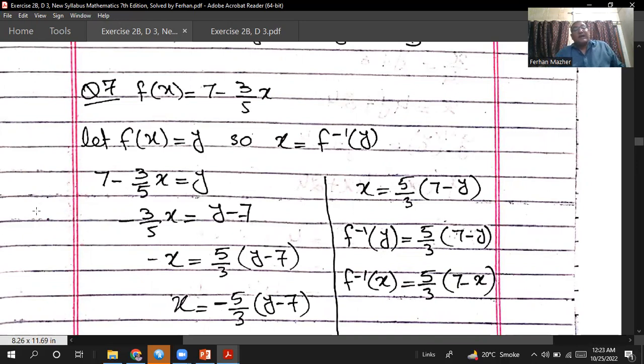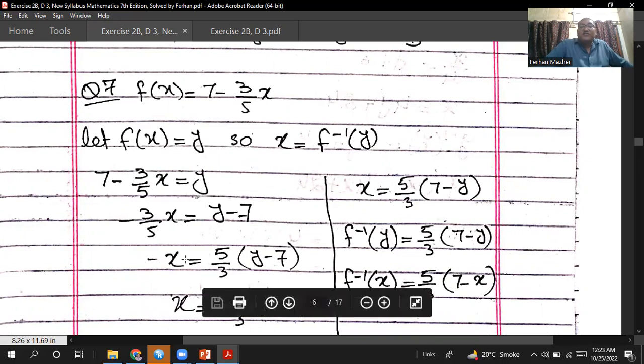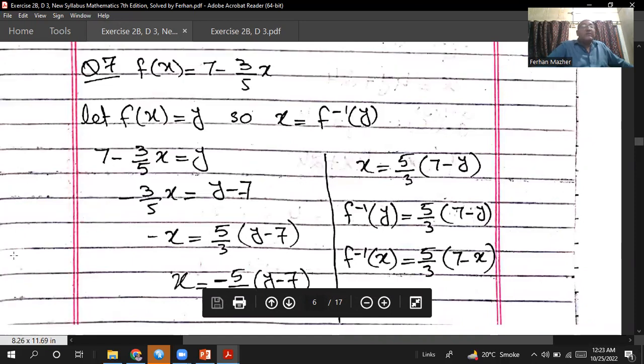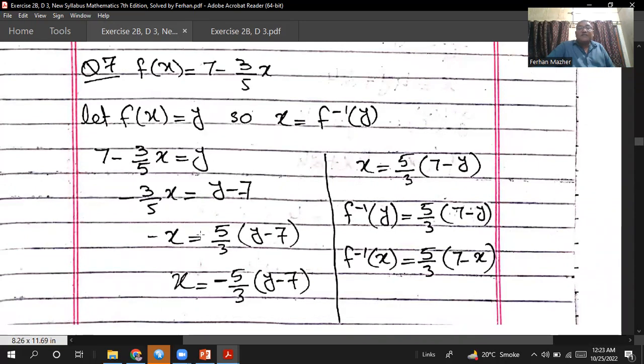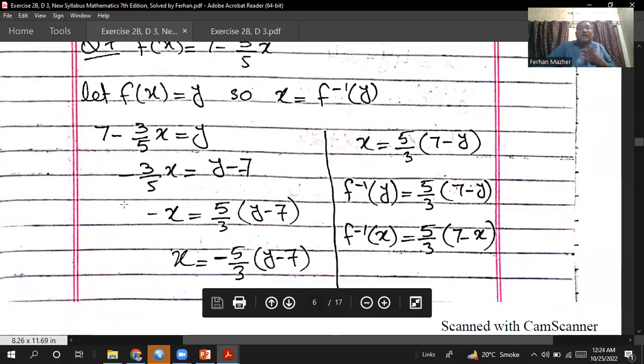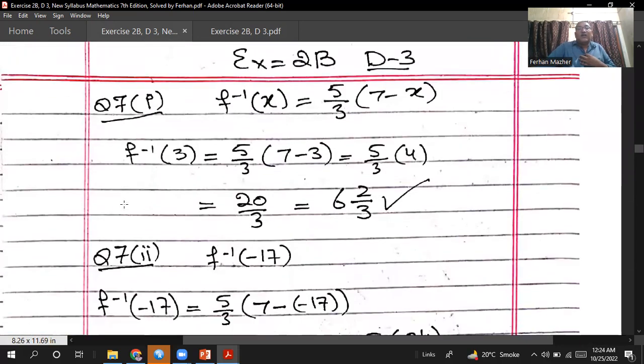So I will multiply both sides with a negative. So x will be equal to minus 5 by 3, bracket y minus 7, bracket close. So x will be equal to 5 by 3, bracket 7 minus y, bracket close. So f inverse of y will be equal to 5 by 3, bracket 7 minus y, bracket close. So I will change the variable, and it will become f inverse of x equals 5 by 3, bracket 7 minus x. Okay, I've taken this negative inside, so that's why. Okay, now I know the inverse formula of f.